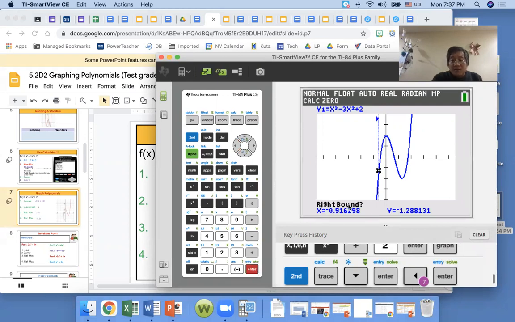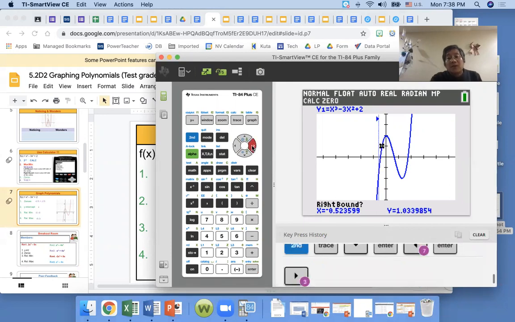What did it say? Right bound. Then you should move the cursor to the right side here, right? So let's move, move, move. Is the cursor on the right side of the point, zero? Yes.